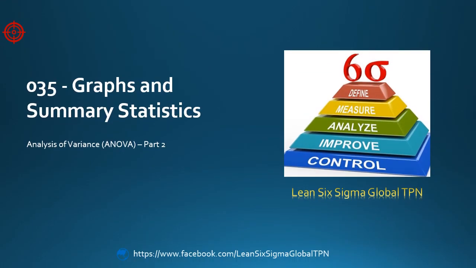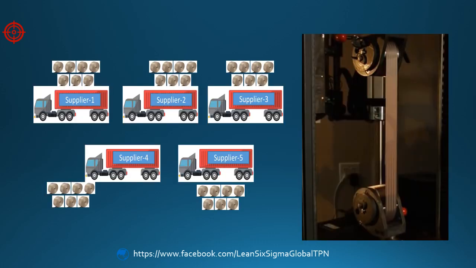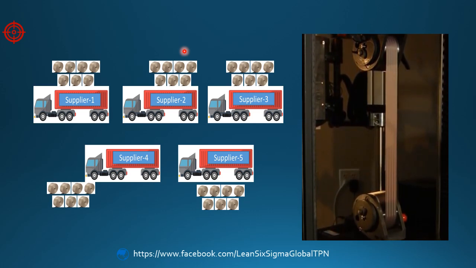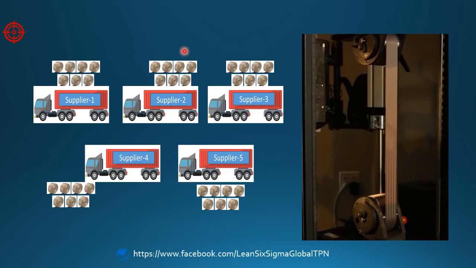Alright, so let's talk about the graphs and summary statistics. Let's return to ABC, where the quality engineer is comparing suppliers' fiber strengths to ensure only the strongest materials are being used. She selects 7 spools randomly from each of the 5 nylon fiber suppliers in random order. She takes a fiber strength measurement from each spool.